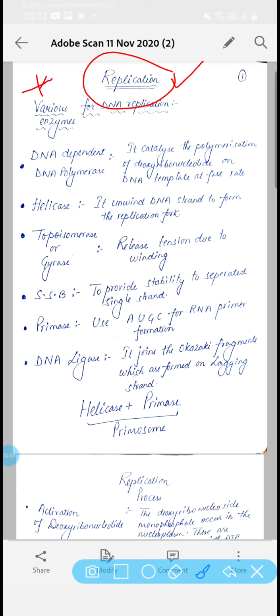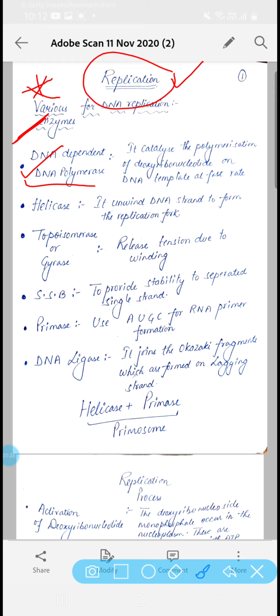This is a very important section. Here you will learn the various enzymes and the machinery which participate in DNA replication. There are many enzymes and proteins participating in the replication process, so you have to learn the functions of all the enzymes. It is important from the view of NEET as well as the board exam. So the first enzyme is DNA dependent DNA polymerase enzyme.